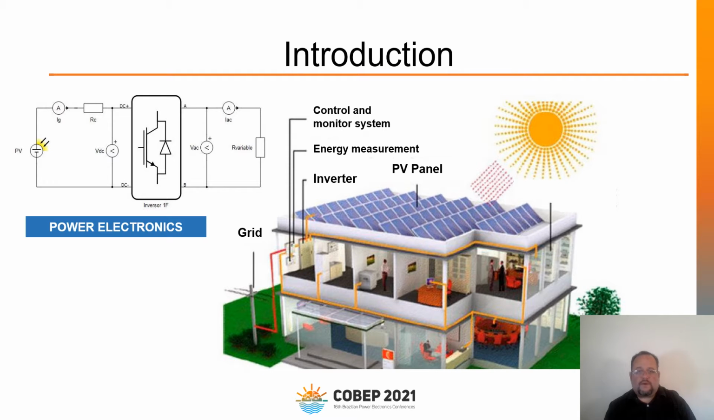Nowadays, the use of power electronics applied to distributed generation is increasing, overall in solar generation, where a photovoltaic panel, inverter, energy measurement, and control and monitor system supply energy at home and it is also feasible to connect to the grid.